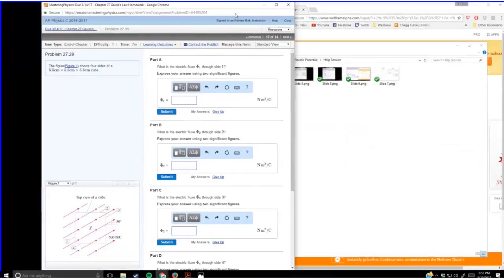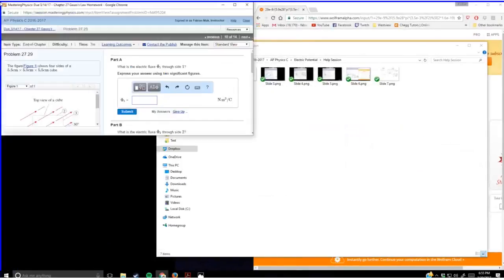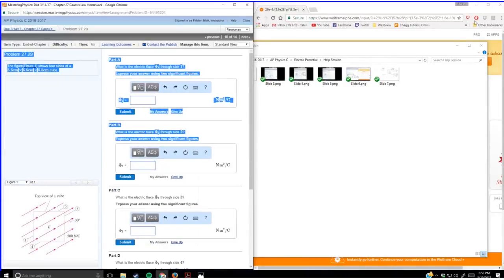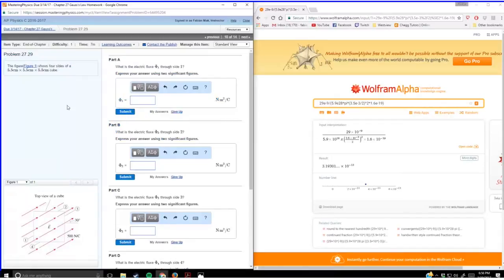Oh yeah, okay, so we're looking at flux again. So let's see. You have the area of this shape. Oh, it's a cube. Okay, so it's a 5.5 by 5.5 cube. What is the electric flux through the side? Okay, so it gives you the angle, right?